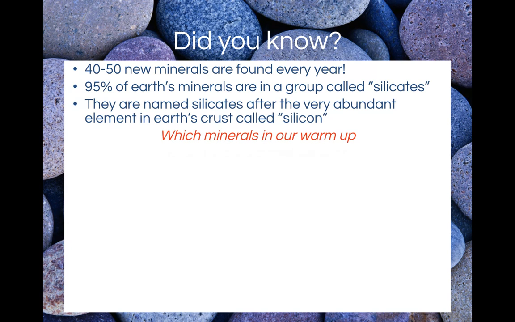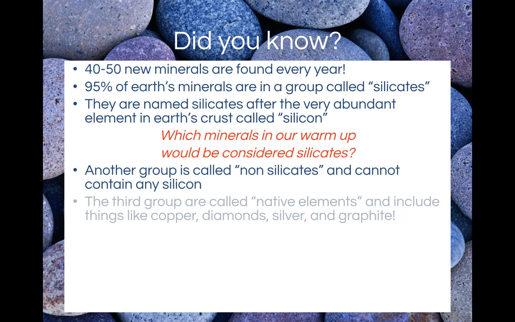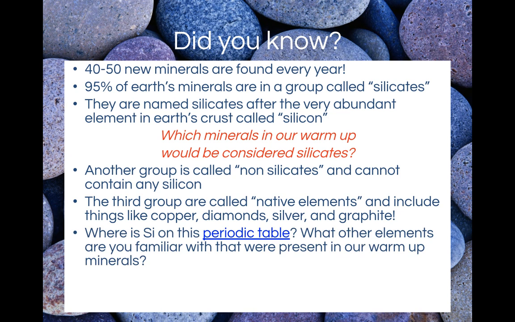All right, so let's go through. There are minerals that are considered non-silicates, and they don't contain any of the element silicon. And there are also minerals considered native elements. We have quite a few of these in Michigan. There are a lot of copper and silver mines in the UP, but diamonds and graphite are included in that as well.